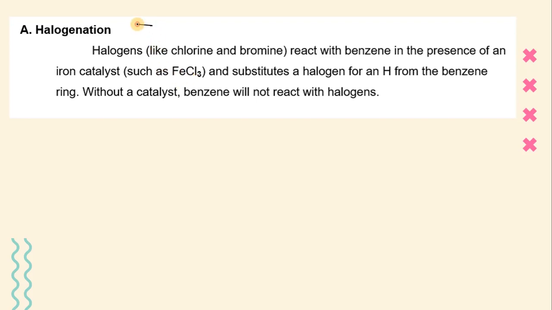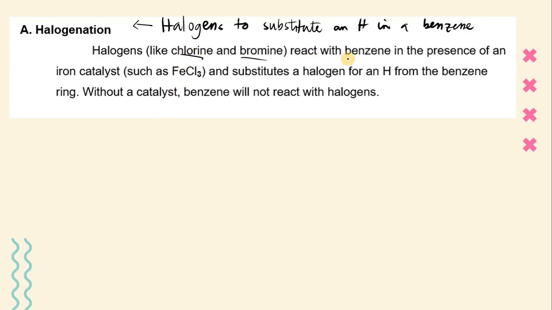So the first one is halogenation. There will be halogens. Benzene. So halogens, we have halogens like F, Cl, Br and I, especially chlorine and bromine. They react with benzene in the presence of an iron catalyst such as FeCl3 or ferric chloride. So you will learn to name this as you go with your other study of chemistry. So for now, that's ferric chloride. So by the way, your catalyst. A catalyst is a substance that aids in the reaction. That speeds up the reaction.